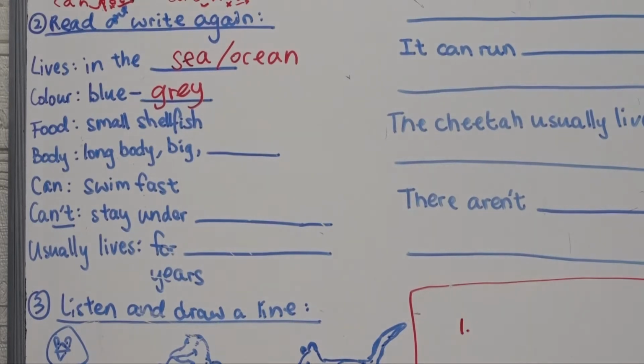Right, and what about for food? For food, they say small shellfish. Its color is blue-gray and it eats small shellfish. So let's go and put it here. Small shellfish, okay? All right, let's continue on further.